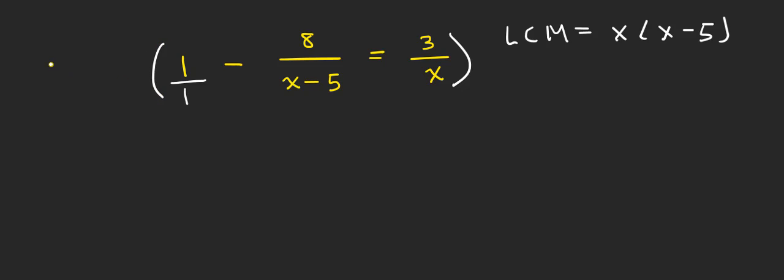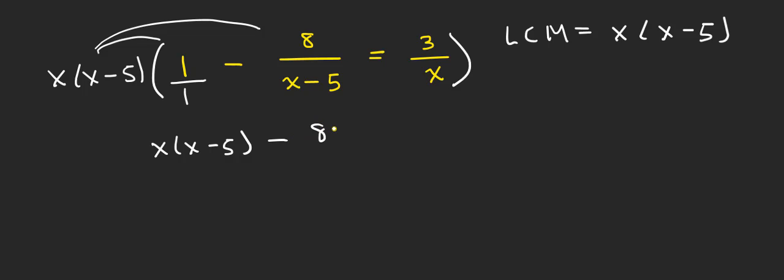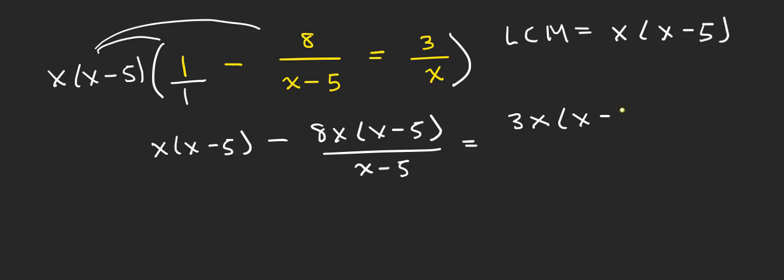Now, take a look at this rational equation. First of all, we could rewrite 1 as 1 over 1 if you want. Now, what is the LCM? The LCM is going to be x times x minus 5. This common multiple will be x times x minus 5. So let's multiply each term by the LCM. So what do you get? You get x times x minus 5. And what about over here? You get minus 8x, x minus 5 over x minus 5 equals 3x, x minus 5 over x.